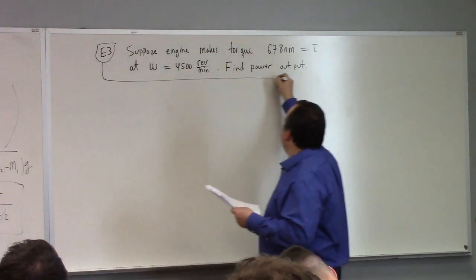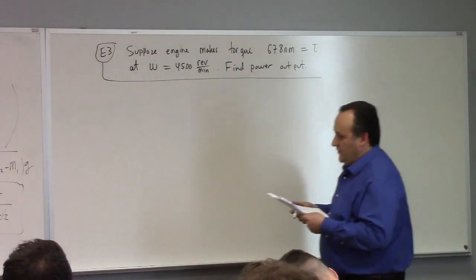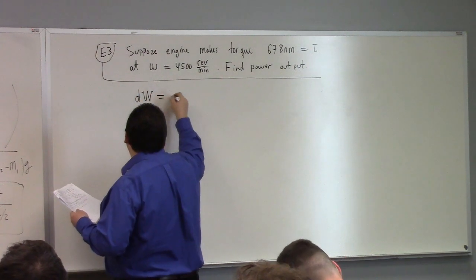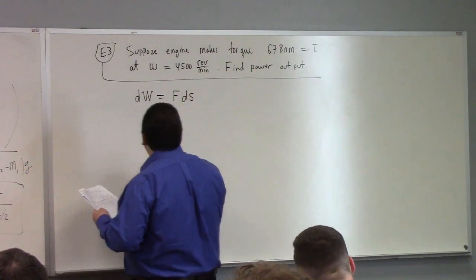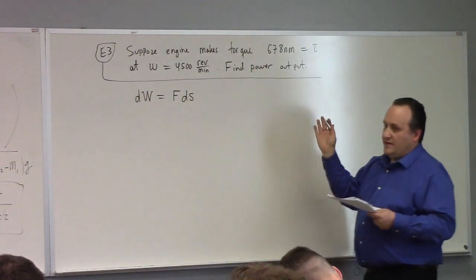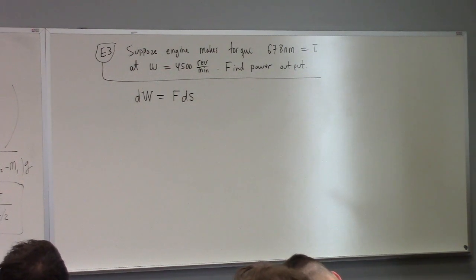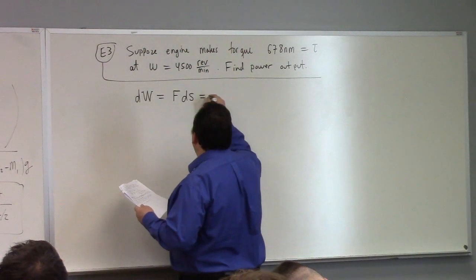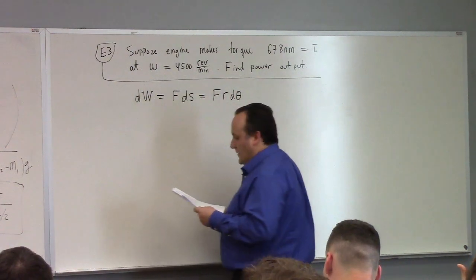All right. I don't think we've quite talked about this yet. Let me walk through it for you. How much work do you get if you have a force and you apply that force over a little arc length? Work is F ds, force times distance. Now, if we're talking about circular motion, then we can trade the s for an R d theta, so we have F R d theta.